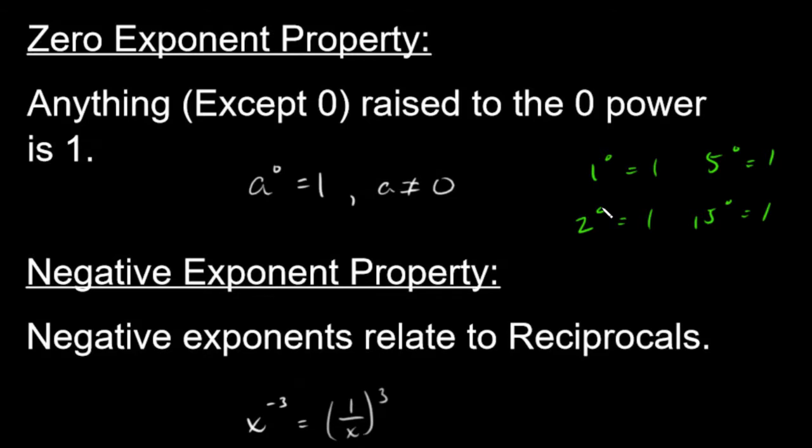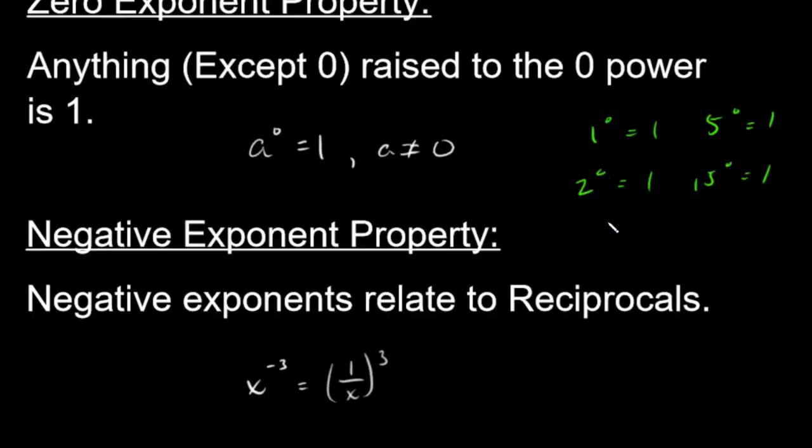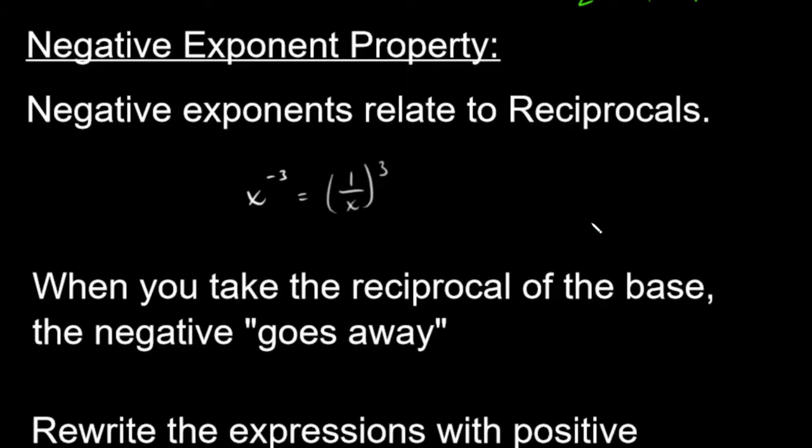Now, the negative exponent property. This is one of the things that confuses students the most, and that is how we have defined and represent negative exponents. So first off, think about the idea of an exponent in terms of multiplying by itself so many times. Well, if you do this, what happens is you start thinking like this.